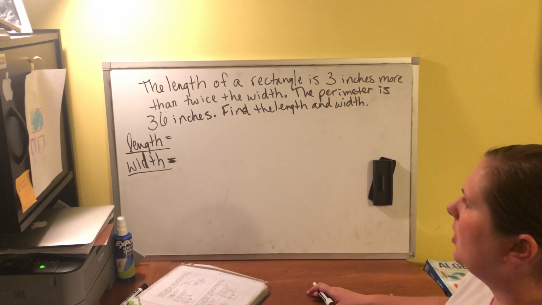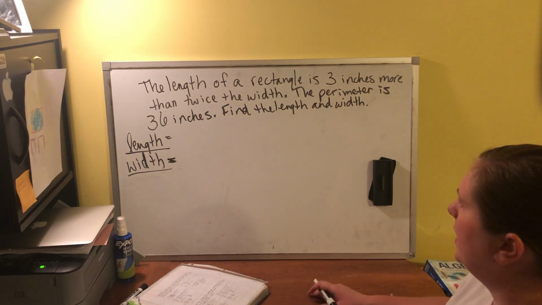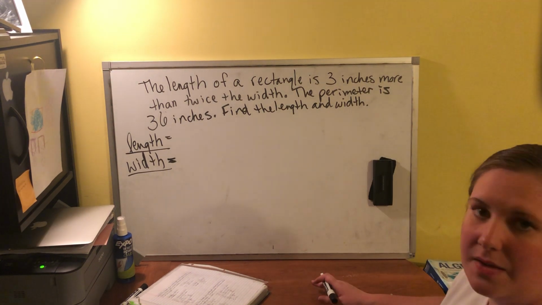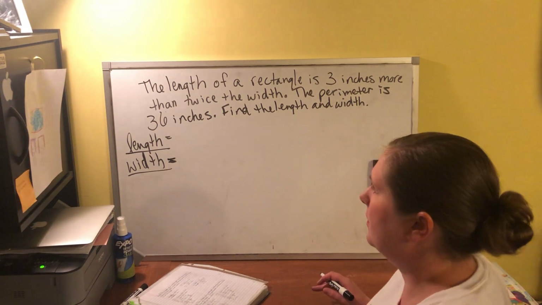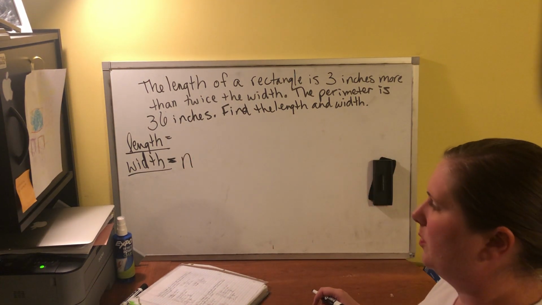So now we need to read the problem. We need to figure out which one we know nothing about, the length or the width. Well, the length of the rectangle is 3 inches more than twice the width. They gave us no info on the width. All the information was on the length. So once again, that's going to become our n, our variable.